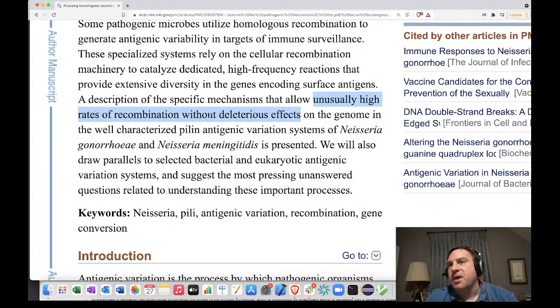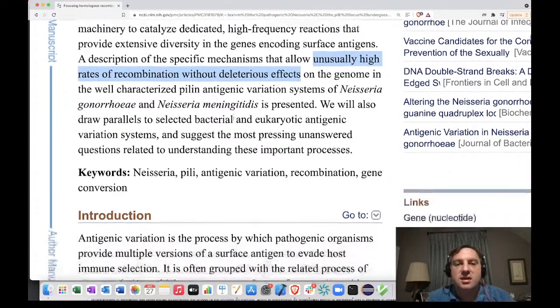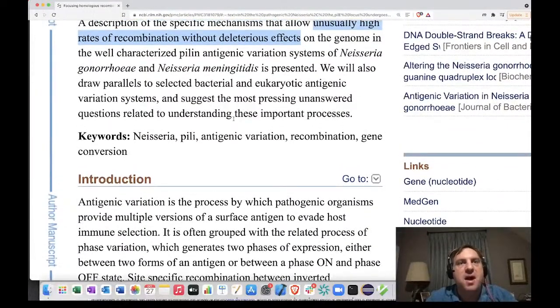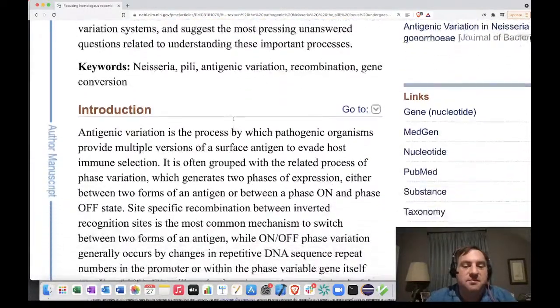Okay, so in other words, it's saying that this is happening over and over and over again, and it's not causing any issues. Well, in fact, it's not only not causing any problems, it's generating the antigenic diversity that's needed for it to survive. If you think about the concept of random mutation, a random mutation will generate bad stuff and good stuff. Well, this is a system that's only generating good stuff, or at least biologically significant stuff.